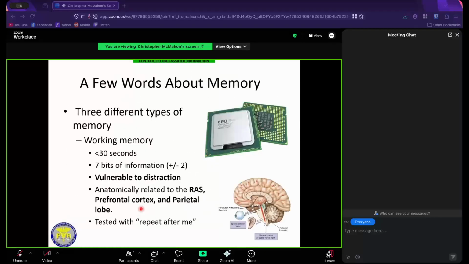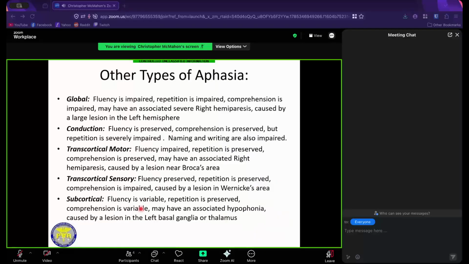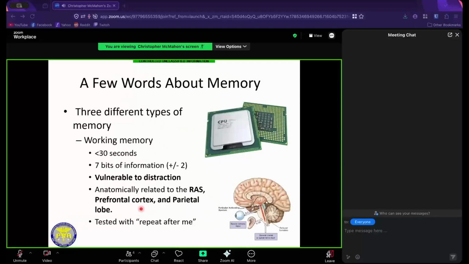Let's talk about memory real quick, just because that's involved in some of the testing we're doing for the mental status exams. I just want to stratify out what our different types of memory are. So I like to think of it in terms of computer parts. If that resonates with you, great. If it doesn't, I apologize, but I'll make sure I spell it out.